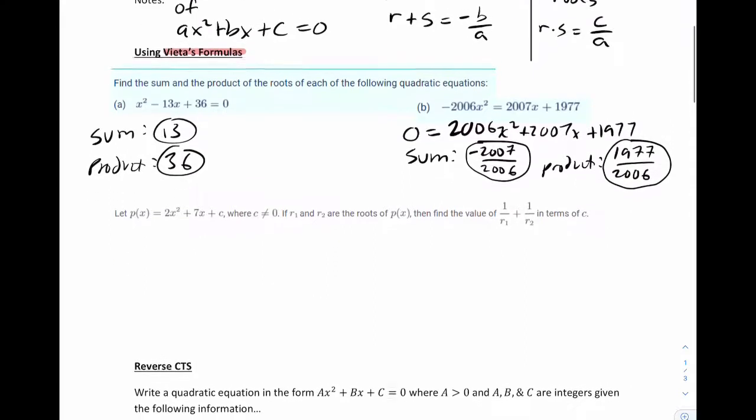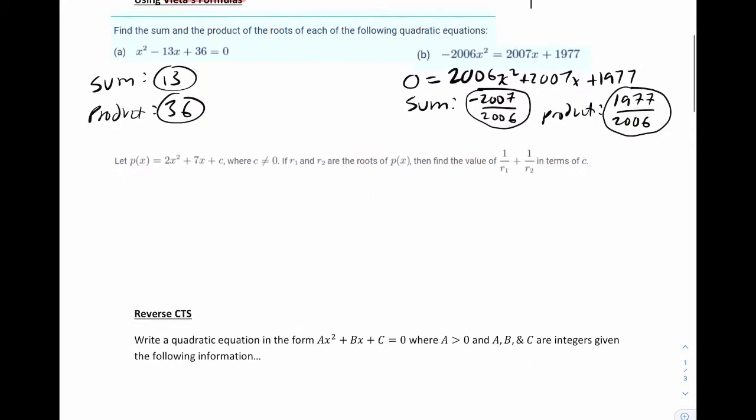It says let p of x equal 2x squared plus 7x plus c. It gives you your roots r1 and r2. Let's just find this expression. All right, so 1 over r1 plus 1 over r2. So again, what some people would try to do is they're going to try to actually find the two roots, take the reciprocal and add them. That'd be pretty tough. So what we're going to do is actually work with the expression.